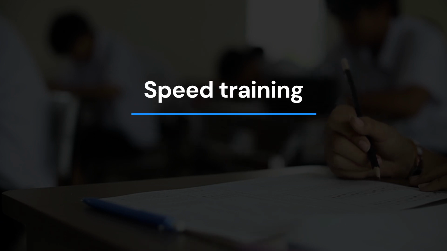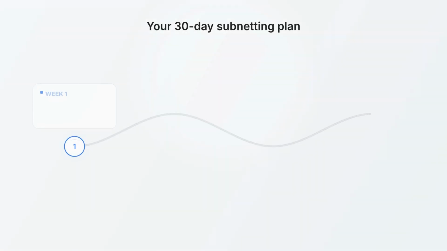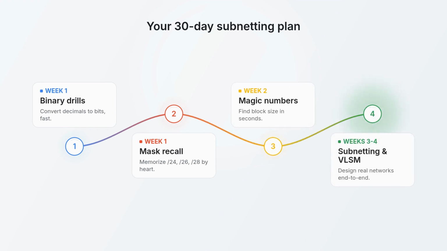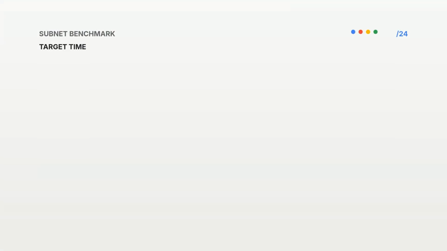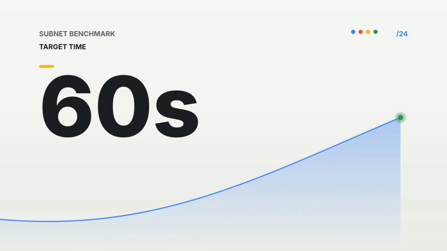Knowing the method is only the first step. To use it under exam pressure, you need repetition until the patterns become automatic. Over the next 30 days, drill binary values, mask recall, and magic number calculations first. Then move into full subnetting problems and VLSM design once the basics feel quick. A good benchmark is solving common /24 questions in well under a minute, and third octet problems like /22 in a couple of minutes without losing accuracy.